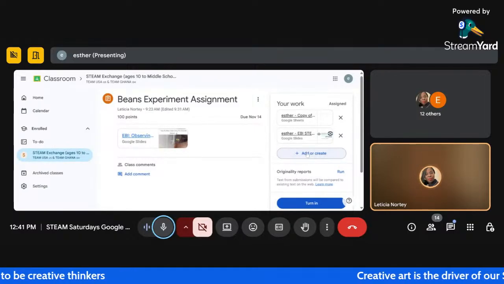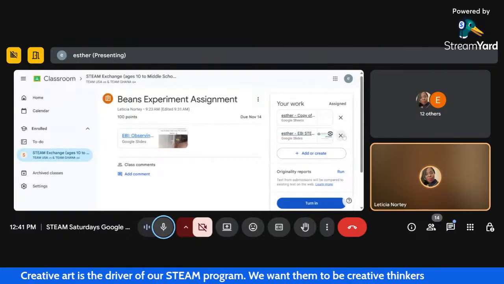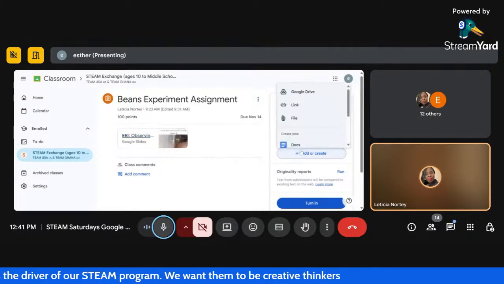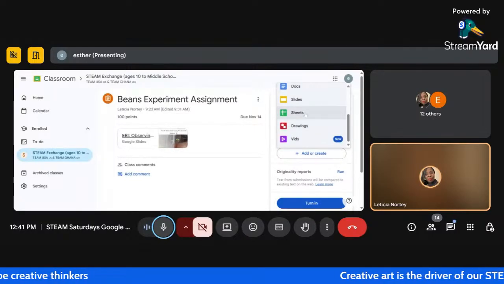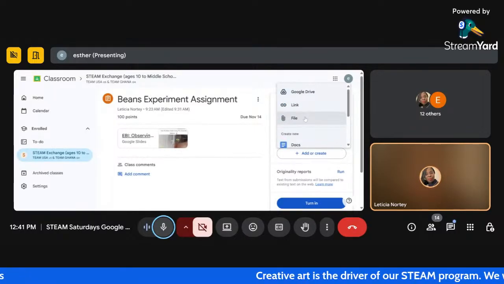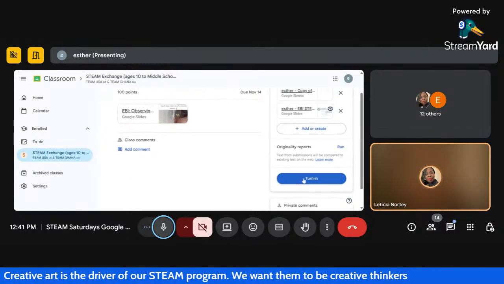If you use your own PowerPoint templates, some people like to use Canva and all those things, then you can ignore this one, don't delete anyway, and then you can just add your own stuff, your own file, okay? Am I making sense here? You can add your own file, your own Google Sheet or whatever it is, you can add them here, okay? And then when you finish, you turn it in. You turn it in right here.